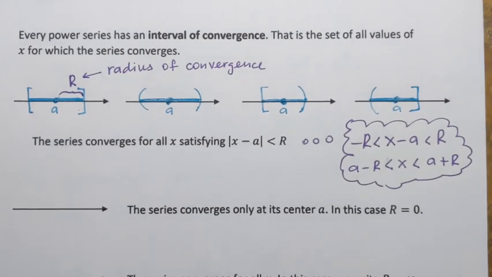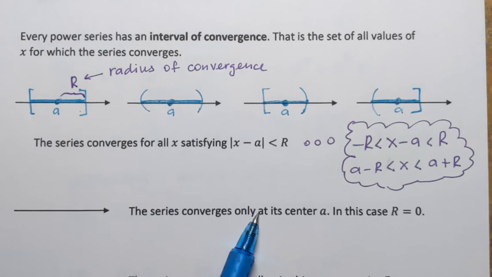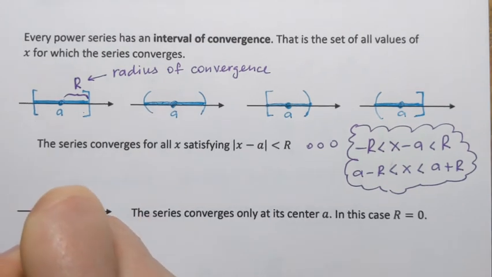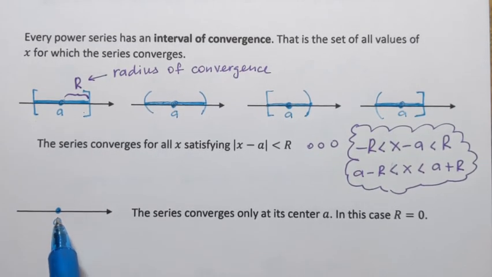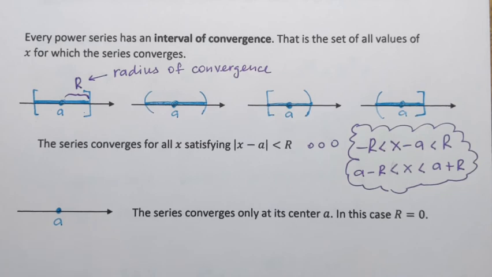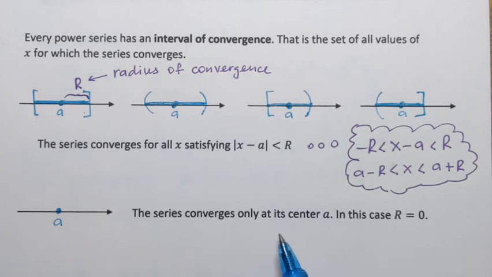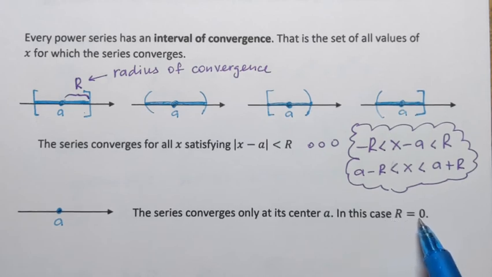One of them is when the series converges only at its center, A. So here's A, and we may come across series that only converge at that one number, and it diverges for all other values of x. And now it should make sense that if the interval of convergence is just one point, one value, then R equals 0, radius equals 0.